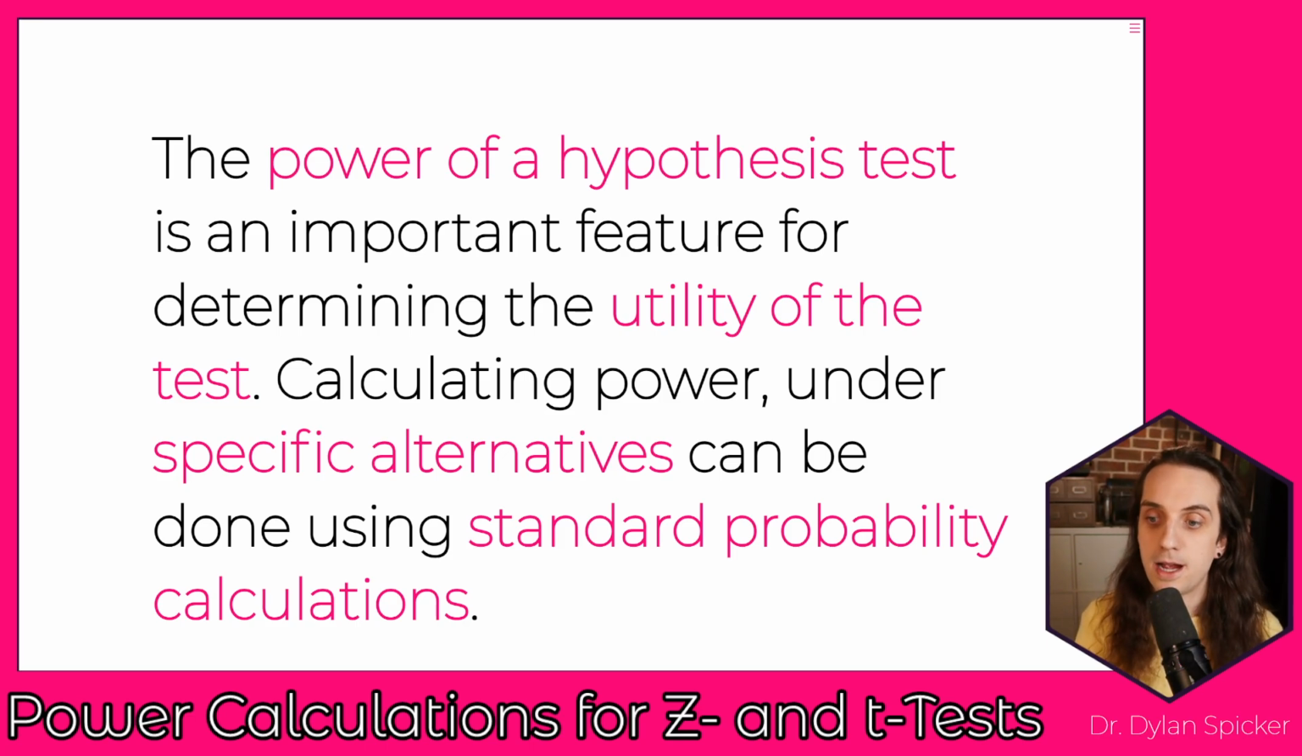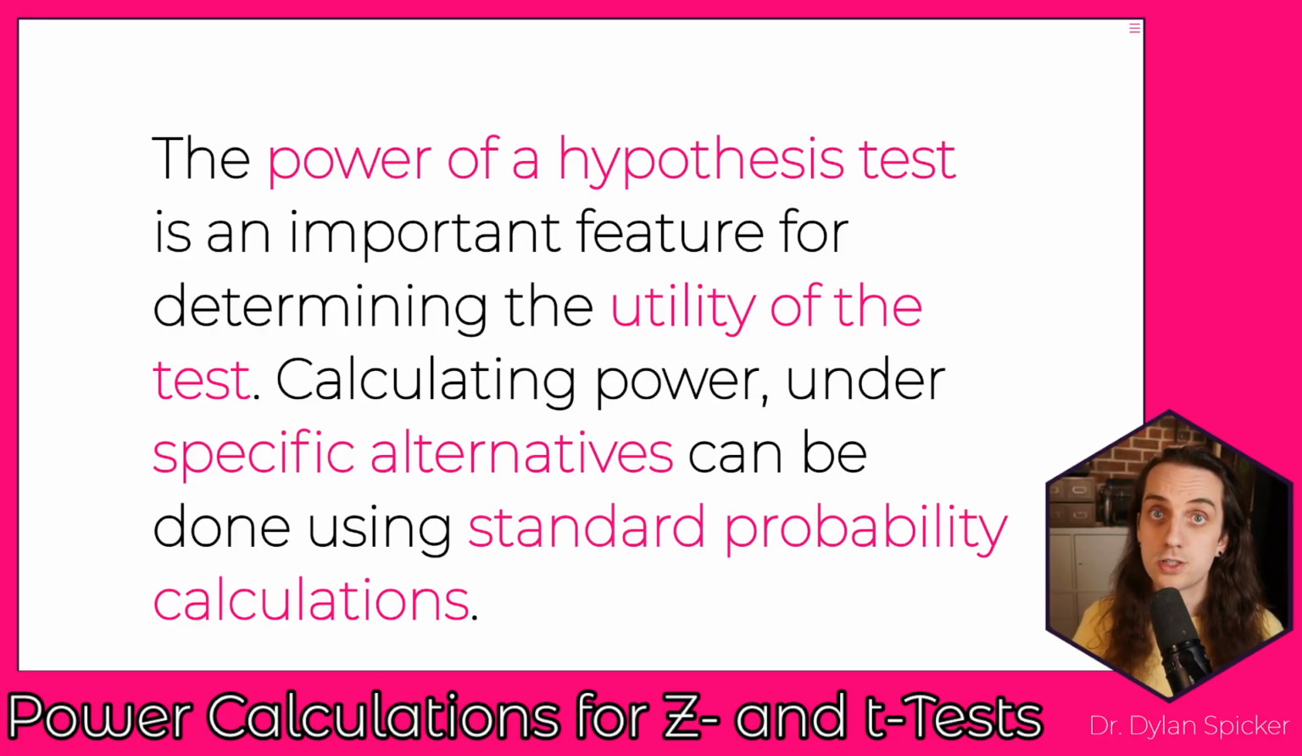If we want to calculate the power under specific alternatives, then we can do this using our standard probability tools. If we do this for several different alternative values, then we're going to start to get a really good picture of how well this test is performing in the setup that we care about here. Is this worth doing? We can use this to inform sample size considerations, right? But the power is something we should always take into account when we're looking at a test.